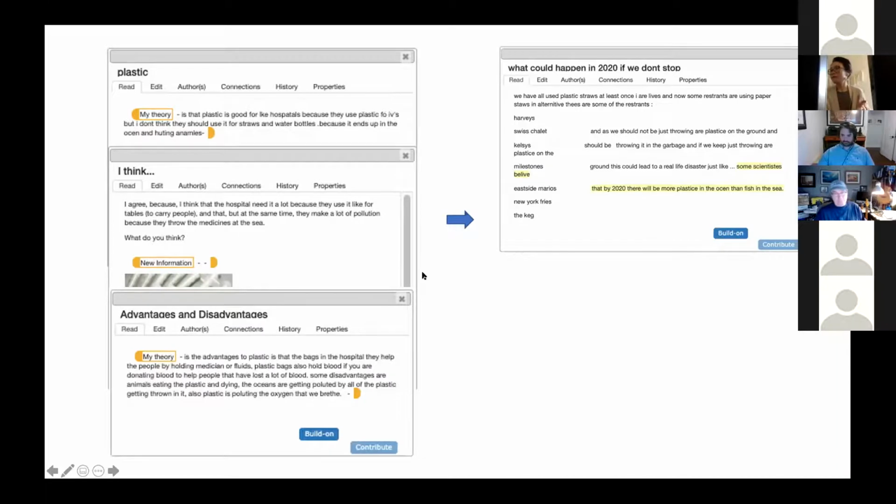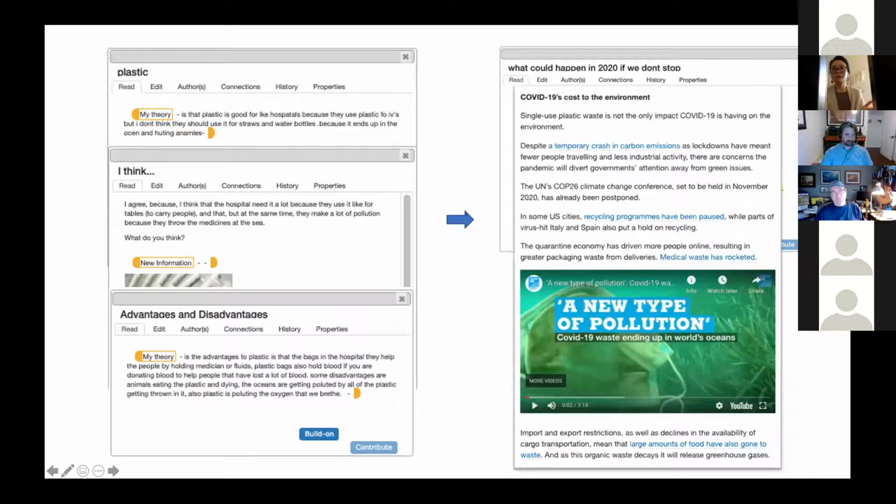One student wrote, some scientists believe that by 2020, there will be more plastic in the ocean than fish in the sea. So they're really looking forward, and they're thinking about these issues, debating and figuring out the tensions around plastic production, plastic use, and plastic pollution, because, for example, in healthcare, there are really essential needs that plastics are addressing. So it was interesting how, within their discussion about plastic pollution and plastic use in healthcare, they touched upon a topic that we're seeing now.